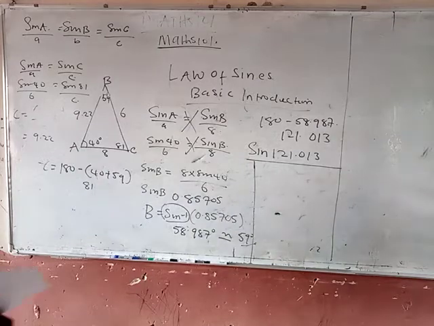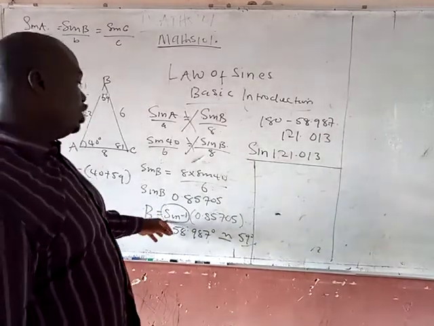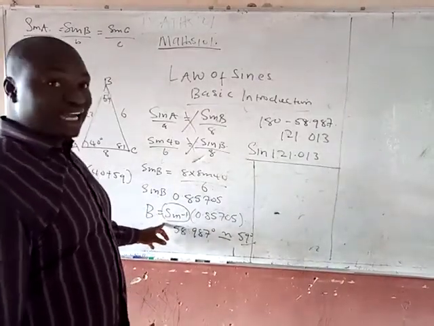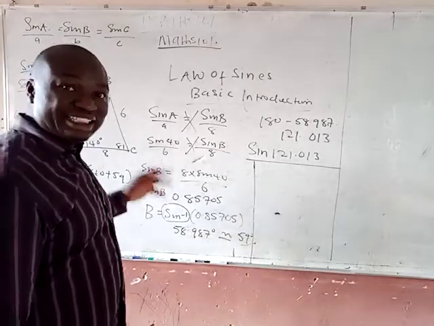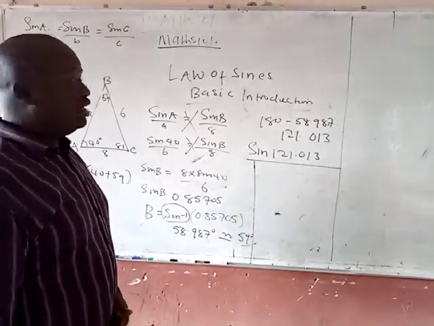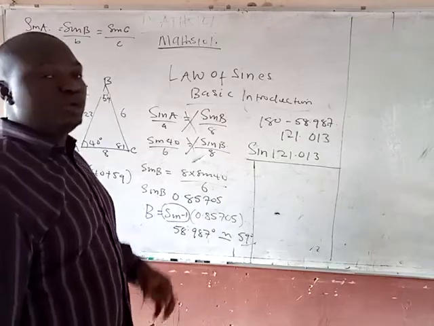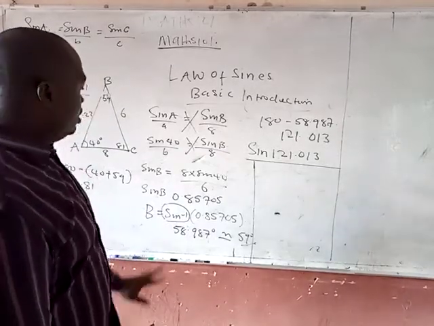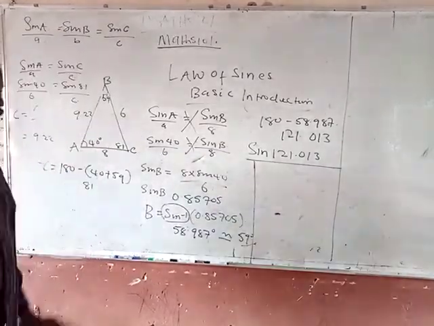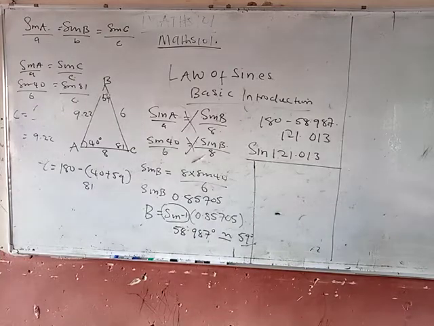Remember I said we have two solutions. Why? Because we use the inverse of sine to calculate B. That is the only way we can have two solutions. And I'm going to check if they are both solvable. Now we have solved this. I'm going to keep it. Are you with me? Good.